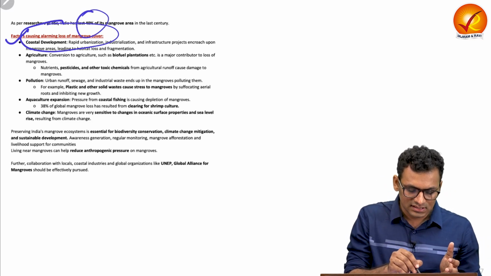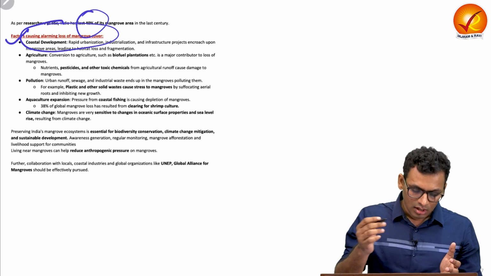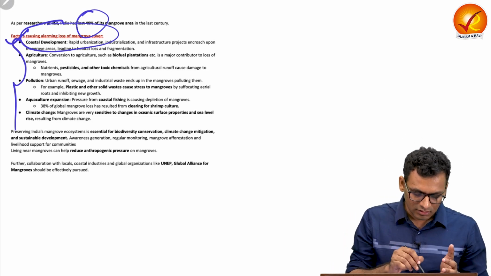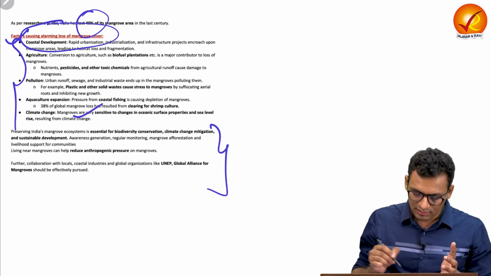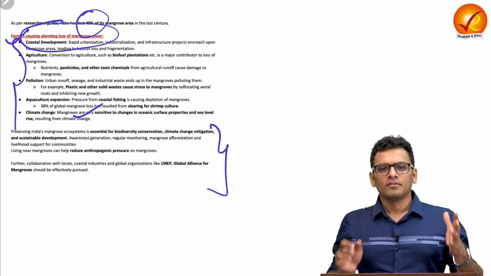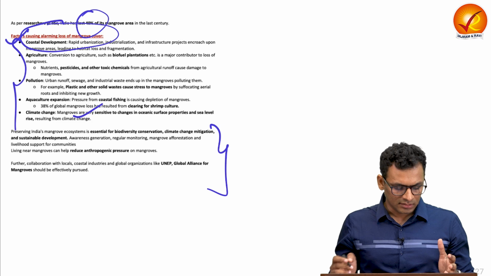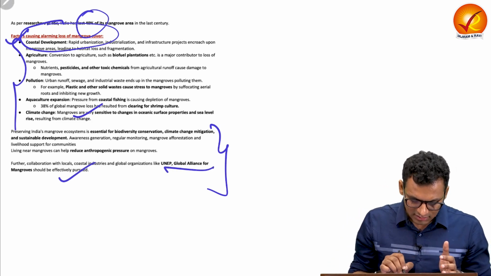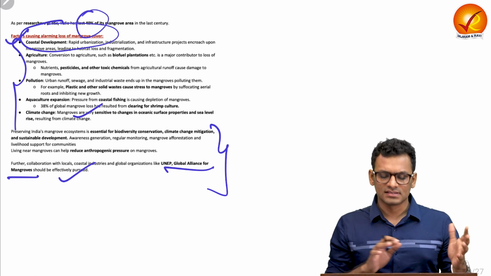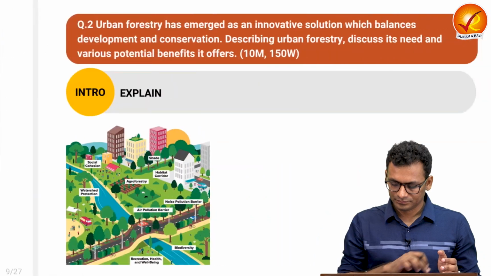Over here you can initiate with a transitionary line, where we have witnessed a 40% loss in the mangrove area in the last century. Then you can provide the factors along with examples, and lastly in the conclusion you can talk about the significance of mangroves for the balance of sustainable development as well as for environmental protection, and lastly you can cite certain global-level or national-level initiatives for their conservation. So this is all for question number 1. Let us move on to question number 2.